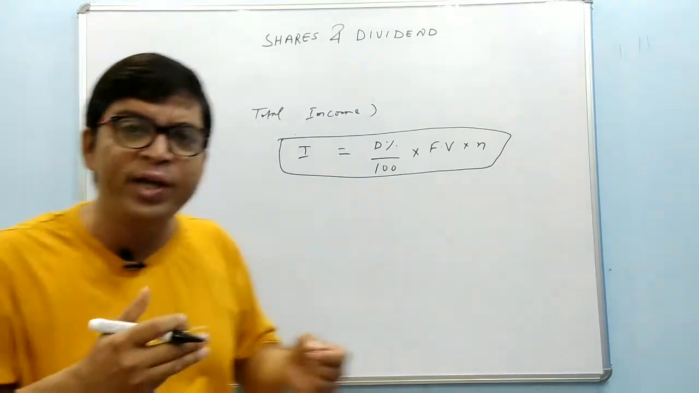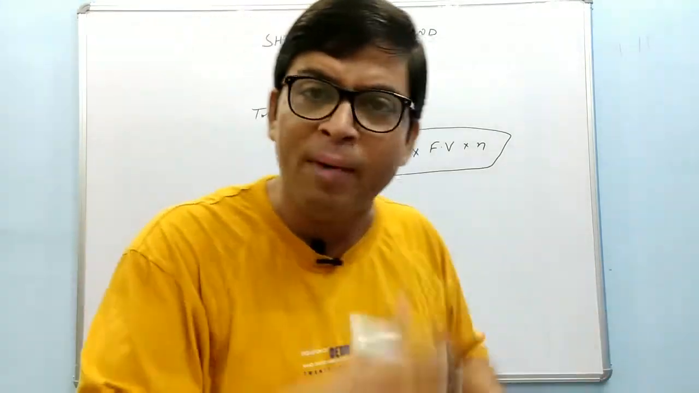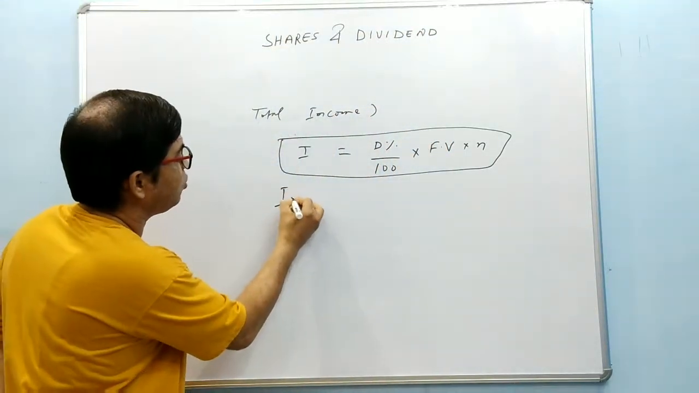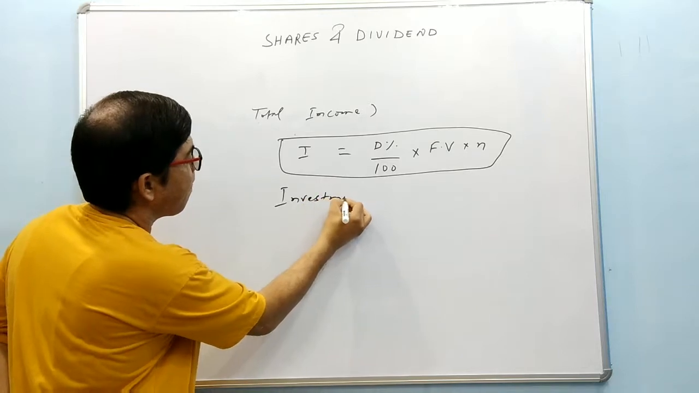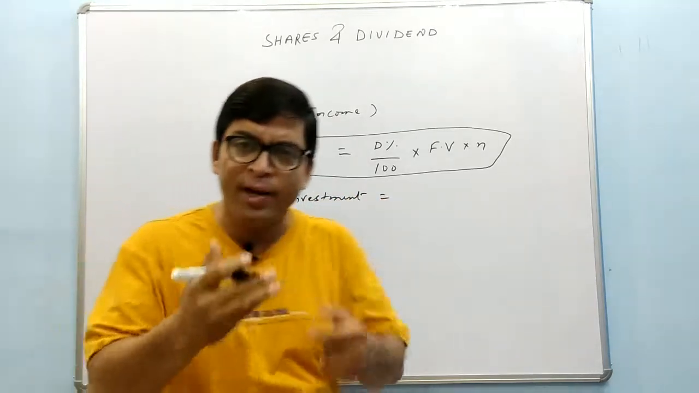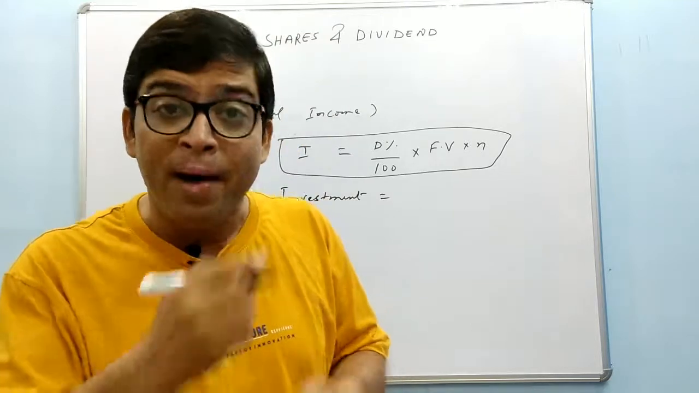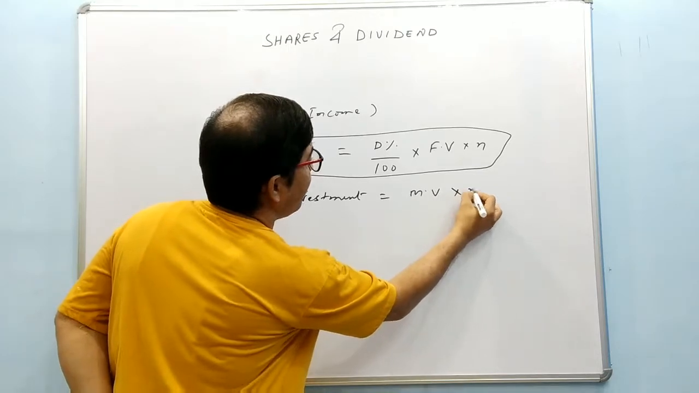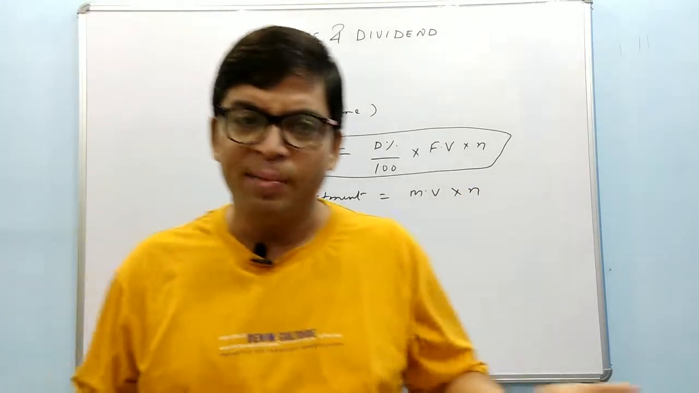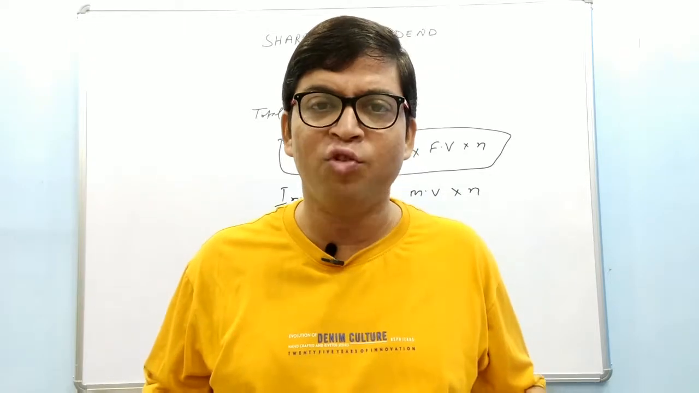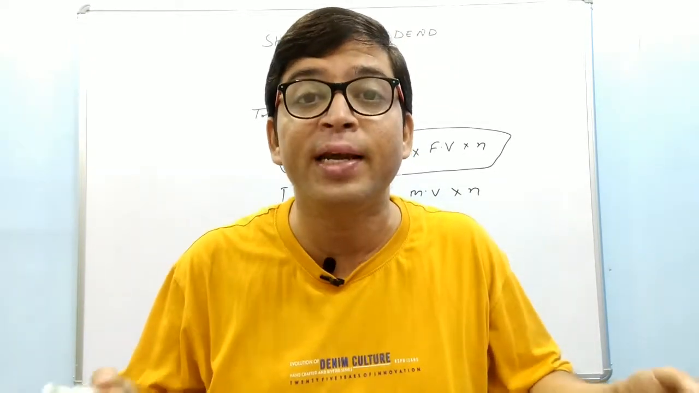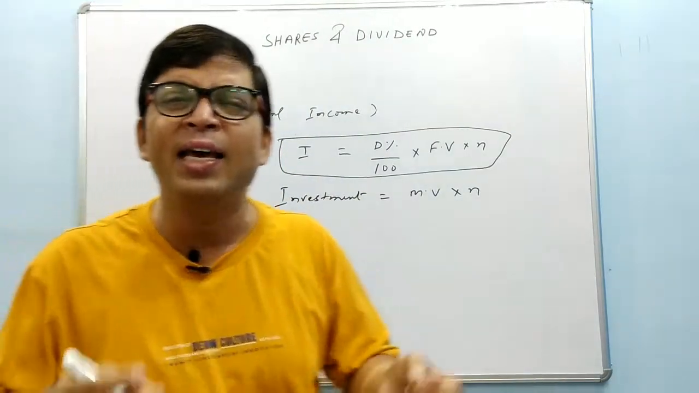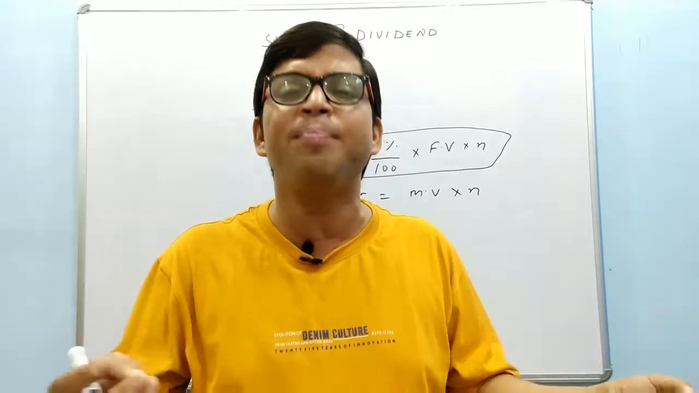Second thing we will see. Now I'm just going to buy the shares from the market. So what will be my investment? Investment is equal to, that means total money I am putting in for buying the shares is equal to market value into number of shares. Suppose the share is available at 120 rupees and I have to buy 10 shares. My investment is 1200. Very important and equally very simple formula.